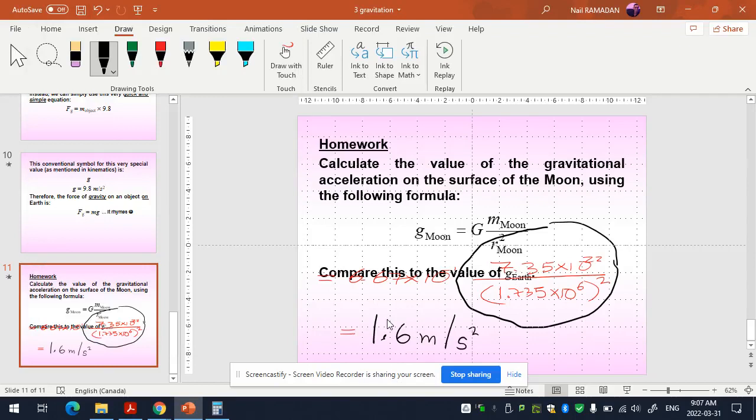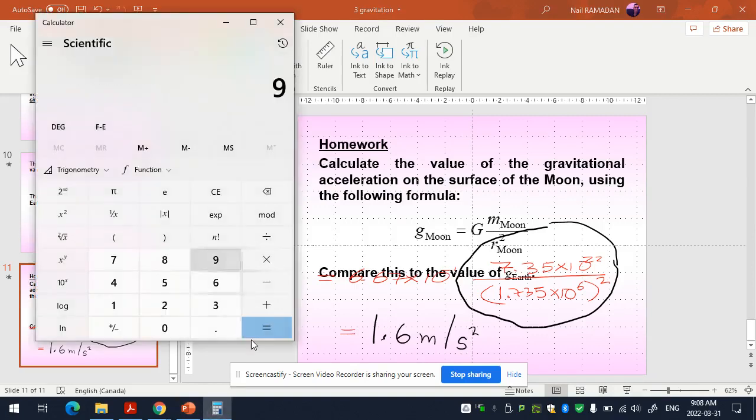Question, Ali. When you did the 9.7, you put newtons after it, right? I told you to erase the newtons. It's actually not newtons. It's meters per second squared. Okay, let's compare. What's 9.8 divided by 1.6? Yes, the gravity on the Earth is at least 6 times stronger than the gravity on the moon.